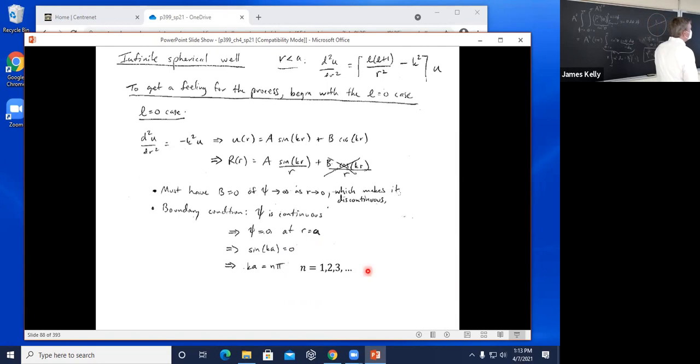If n equals 0 were allowed, then that would mean k is equal to 0, by this equation. If k is 0, sine of 0 is 0, so this whole thing is 0. And that's not normalizable. So we're throwing away n equals 0 to keep it normalizable. What about n equals -1? That satisfies ka equals -1 times pi. That's perfectly good. Why would I throw away -1?